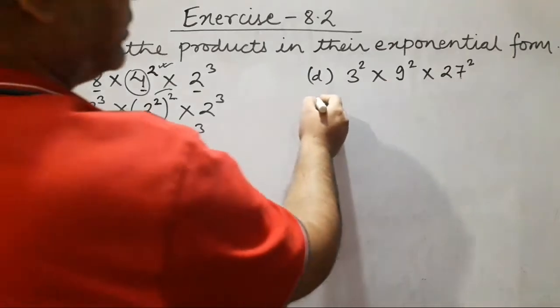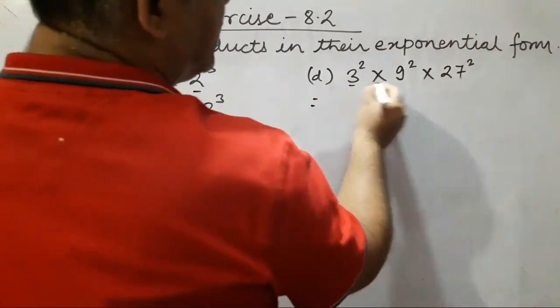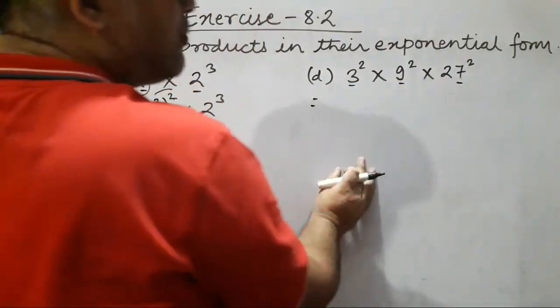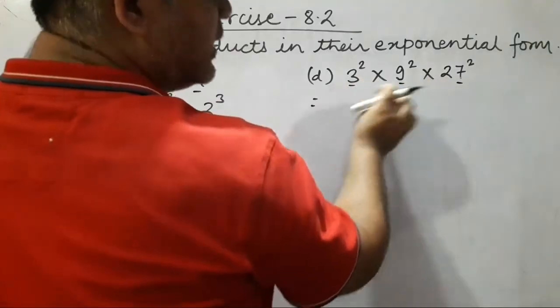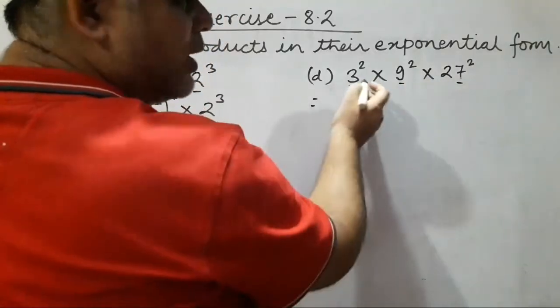Now let's see the next question. Here also the bases are different. Now we have to convert these three bases into the same base. What is the smallest base?